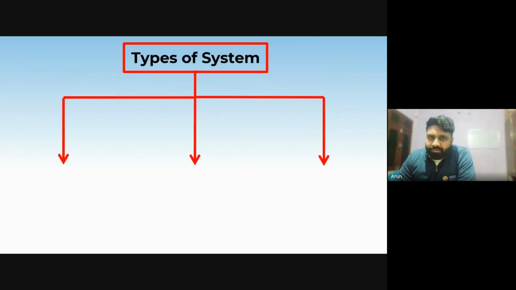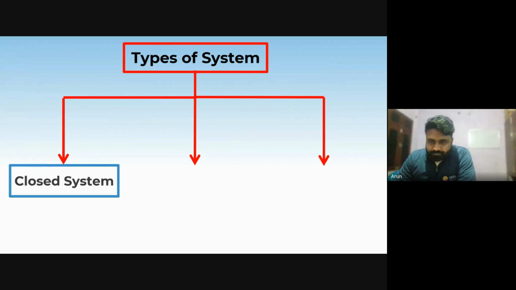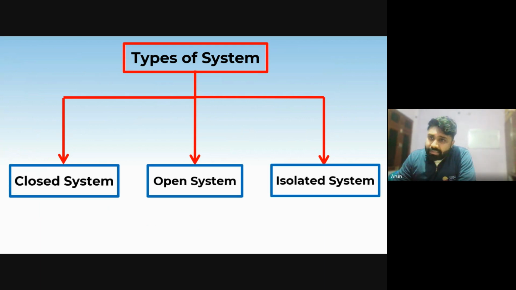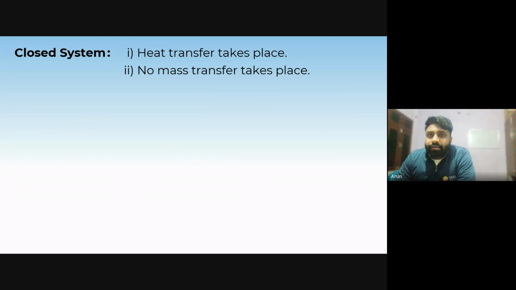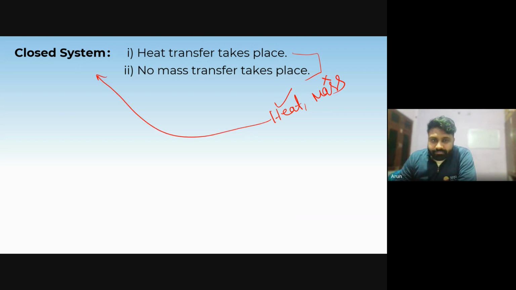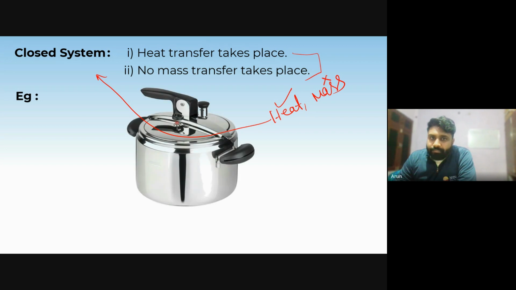Now, the types of system we have. We have three types of system: closed system, open system, and isolated system. Now I will deal with them one by one. What do we have in a closed system? If heat transfer can take place and no mass transfer can take place. There are only two things we can transfer: first is heat and another is mass. So if heat is transferring to the system but not mass, that system is considered a closed system. What is an example of that? The pressure cooker.